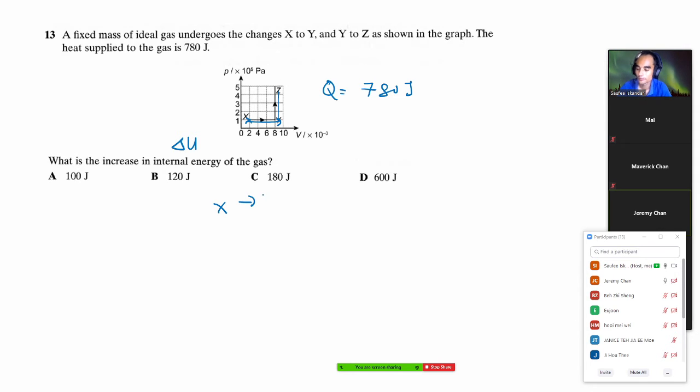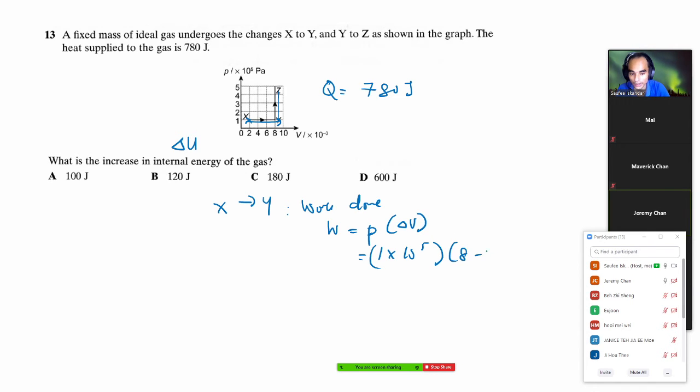So X to Y, the work done W equals P change of V. So 1 times 10 power 5, you can check on the graph, 8 minus 2, times 10 power of minus 3, joule. So you have 600 joule. Okay, so down here, the area on the graph is 600 joule work done.